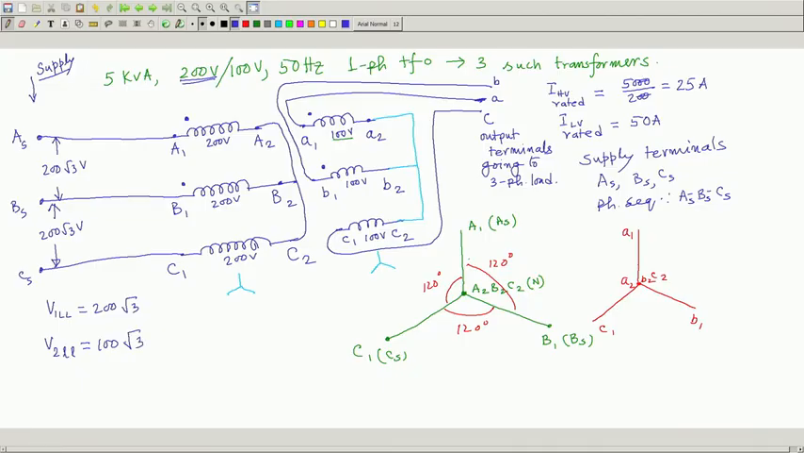So, I have been able to change the level of a balanced 3 phase voltage, which is 200 root 3 volt, to a level 100 root 3 volts. That is half I have been able to make. Is that clear? Now, the second thing we will discuss. I will be going a bit slowly, do not worry about that. So, this is the thing.